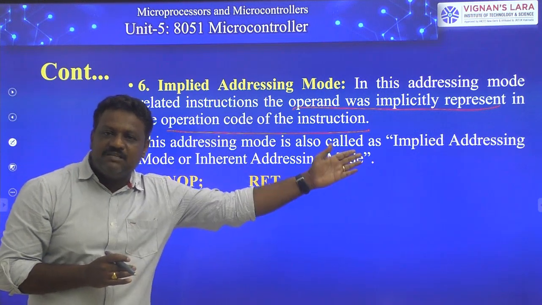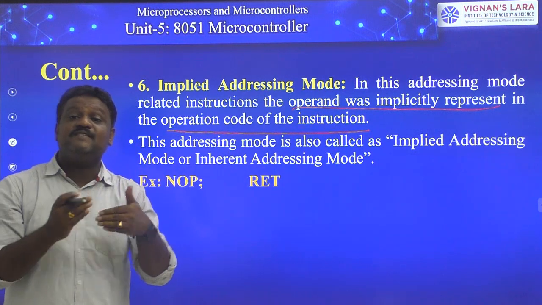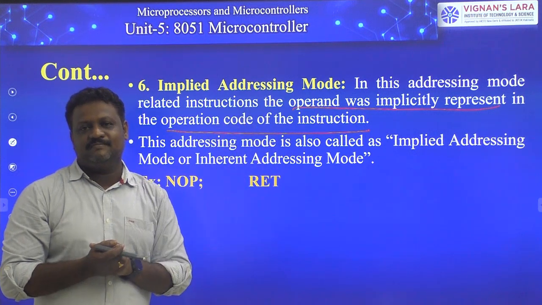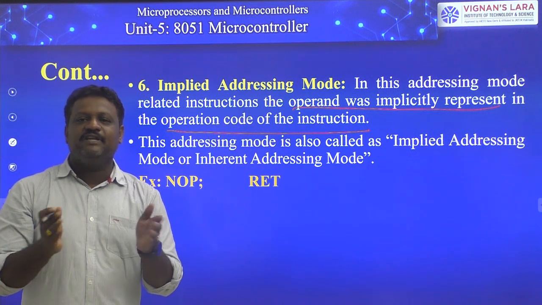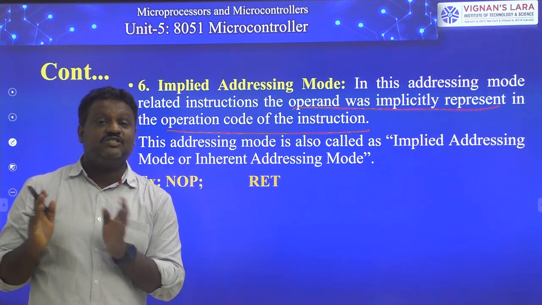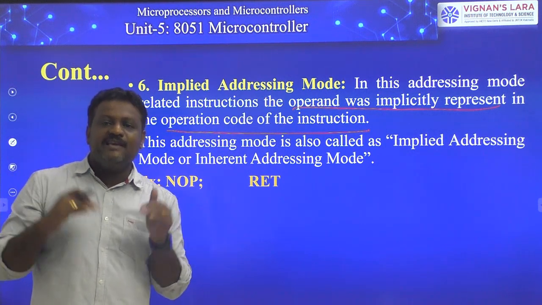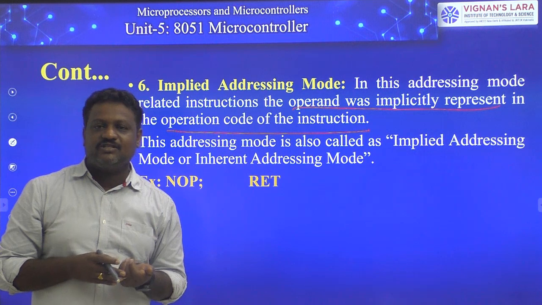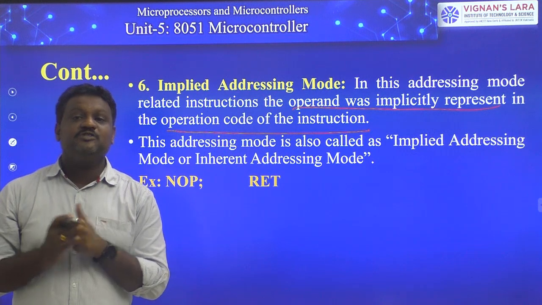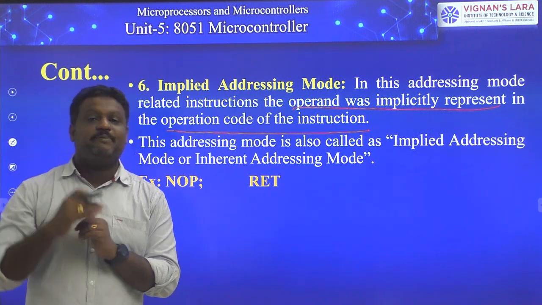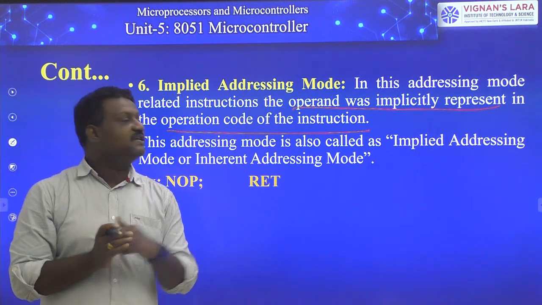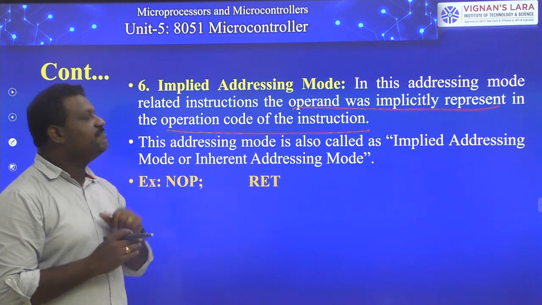In this addressing mode, the operand is implicitly represented, or included in the operation code of the instruction. That means for this type of instruction, we never find any operand fields. I am not saying that for this instruction there is no operand. What I am saying is that for instructions of this addressing mode, we never find operand fields. The operand field is 0 because the operand is implicitly represented in the operation code of the instruction. That is the implied addressing mode.